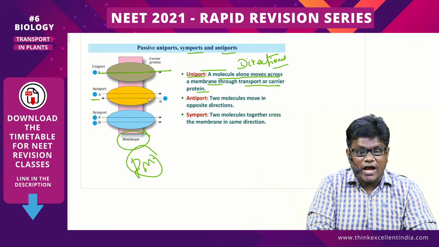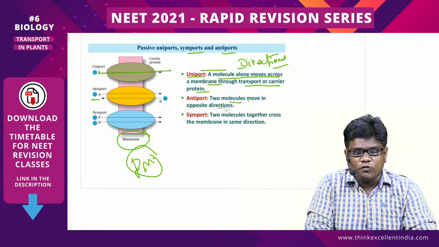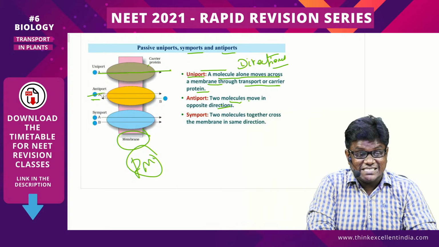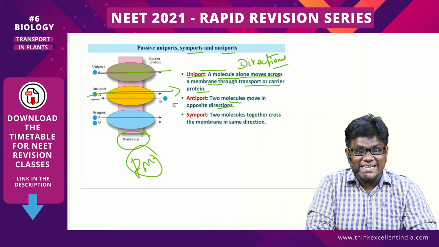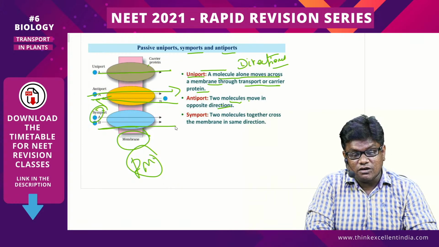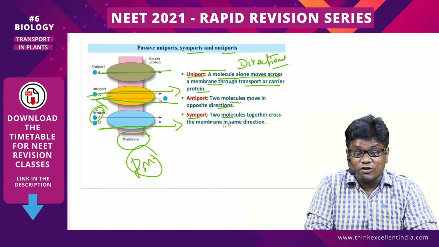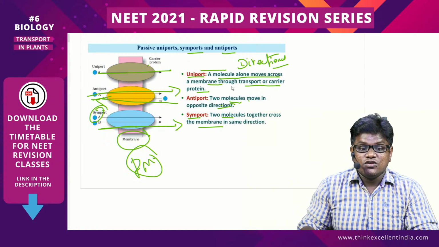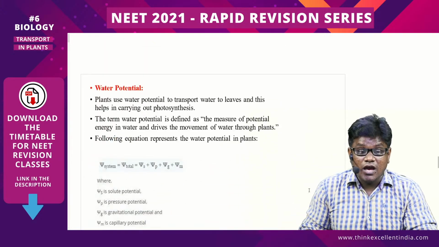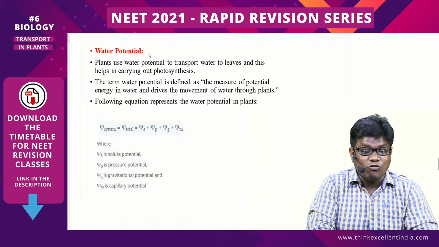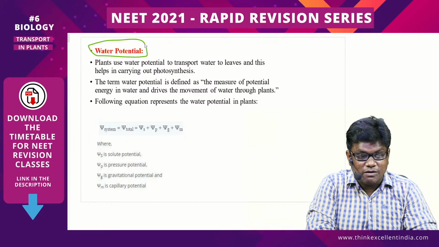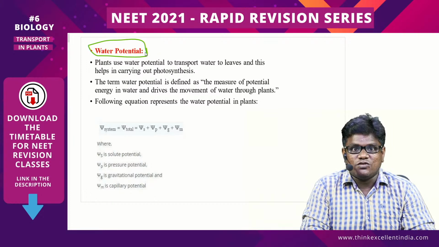And here antiport means what? Two molecules move in opposite directions. A molecule from the outside region and a molecule from the inside region move. And here symport means what? Both, two molecules are moving towards the inside, that is symport. Two molecules together cross the membrane in the same direction. So these are all the basic information, and you should definitely know very well what water potential means when you talk about transport in plants.